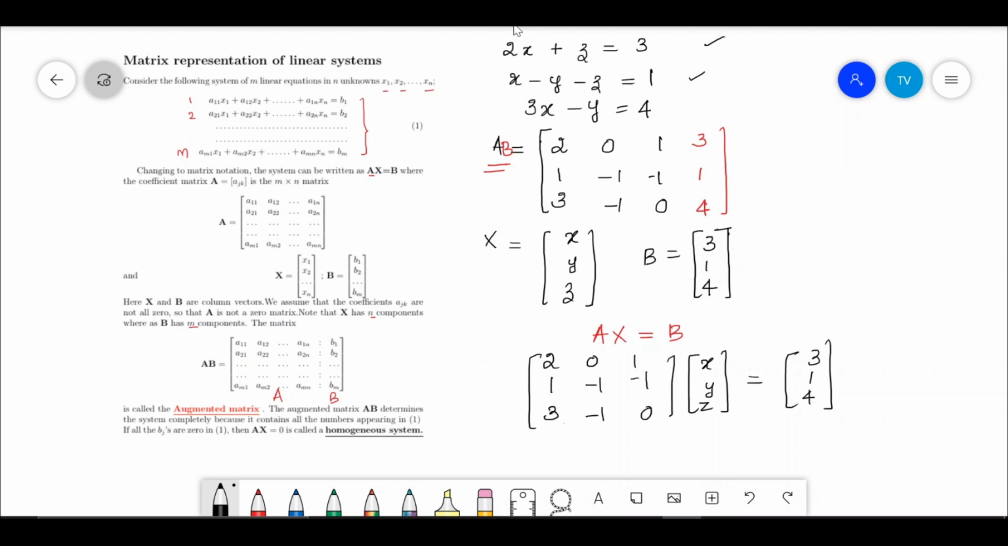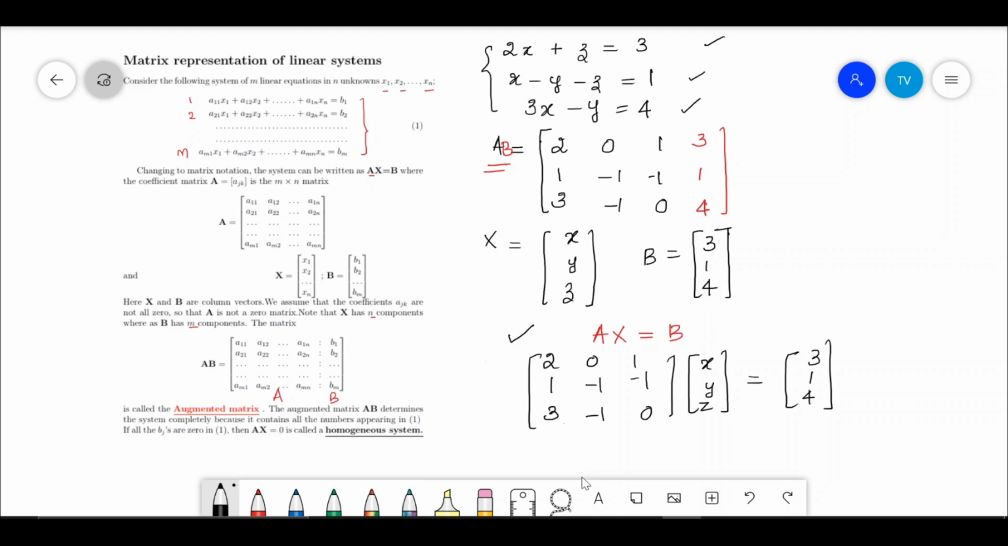Third equation can be read as 3x minus y plus 0z, that is equal to 4. So that gives you the third equation. So the given linear system can be written equivalently in matrix representation as Ax equal to B, and AB gives the augmented matrix. And when the right hand sides are all equal to 0, it is called a homogeneous system of equations.